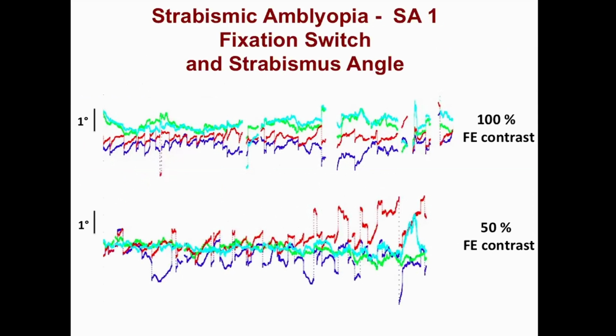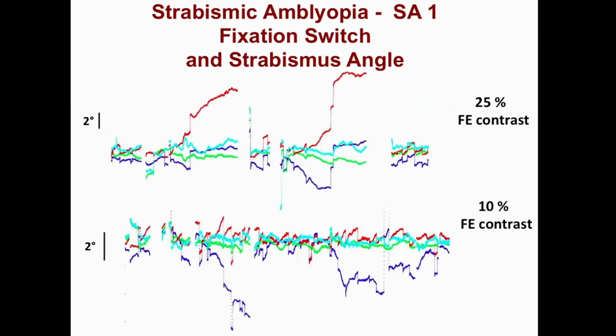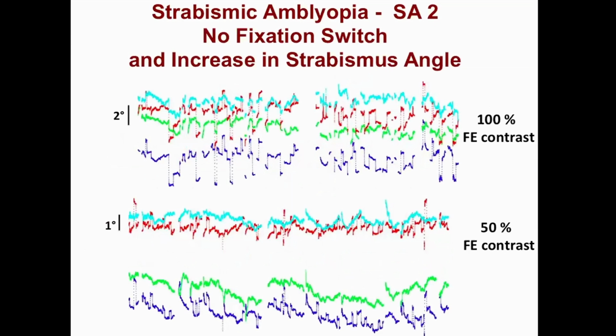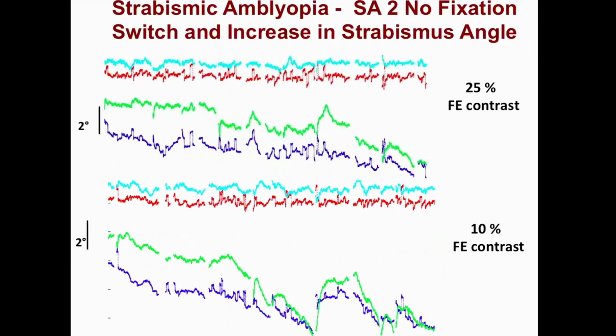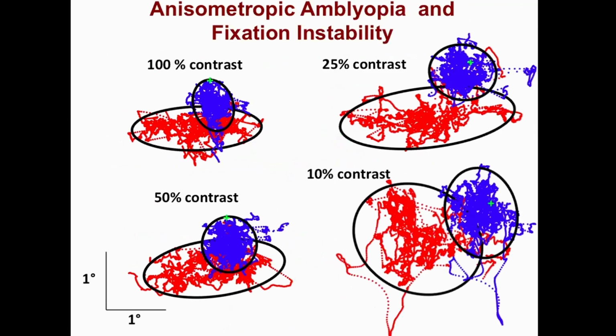Yeah. Okay, so real quick, basically what I wanted to demonstrate here is that as you lower the fellow eye contrast, the strabismus angle worsens, but in this patient, the amblyopic eye is fixing. So you know that when you present the dichoptic stimulus, this patient is likely going to respond to treatment. As opposed to this patient here, the strabismus angle continues to get worse as the fellow eye contrast is reduced. And so this patient is less likely to respond to dichoptic treatment.